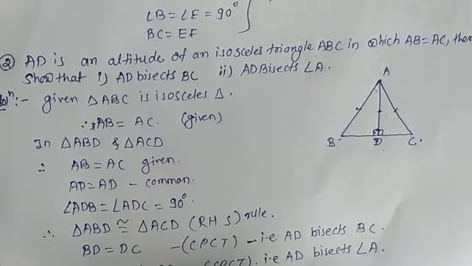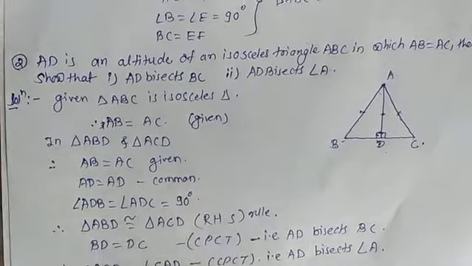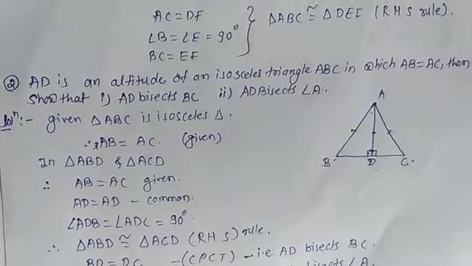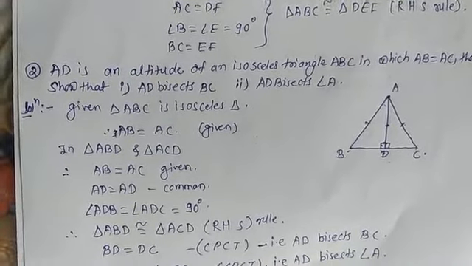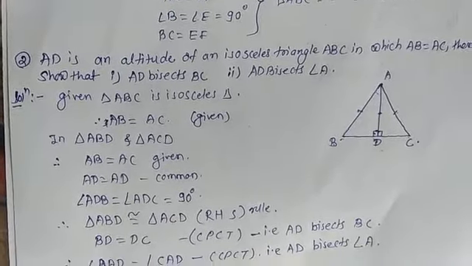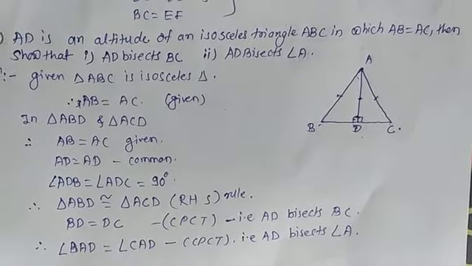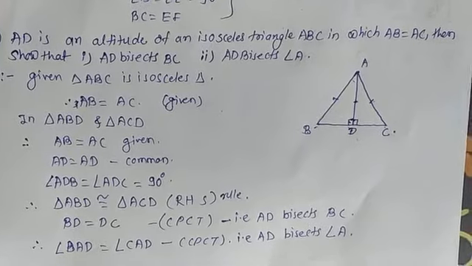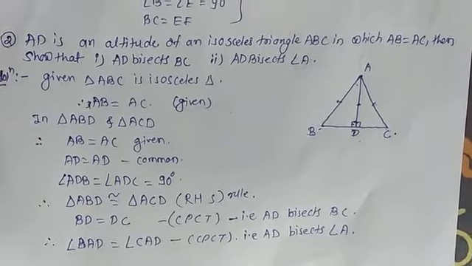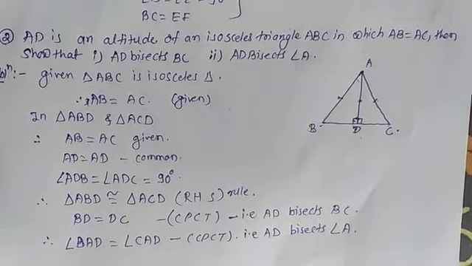In this way we have completed our exercise 7. There are some examples remaining which you have to solve. This will end our chapter on triangles, so for today we will stop here. In the next lecture we will go to our next unit, quadrilaterals. Thank you.